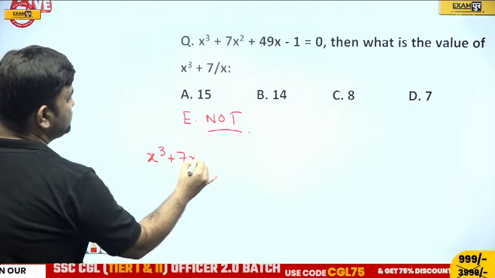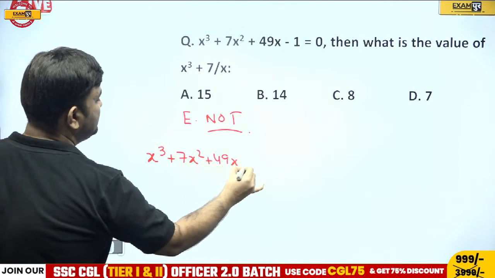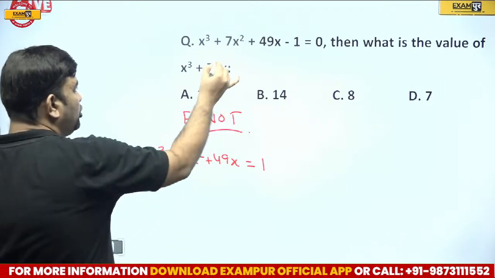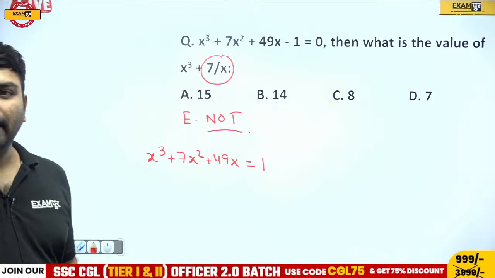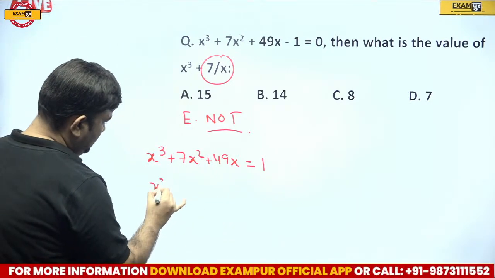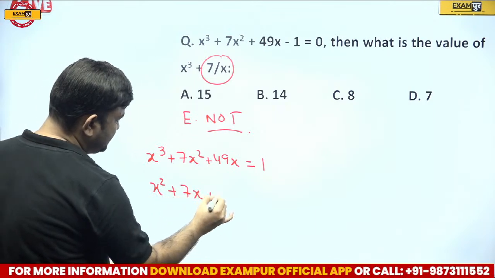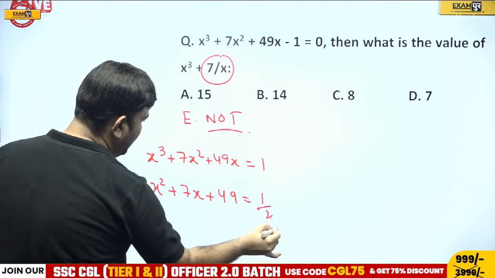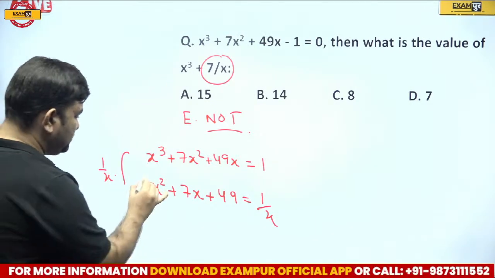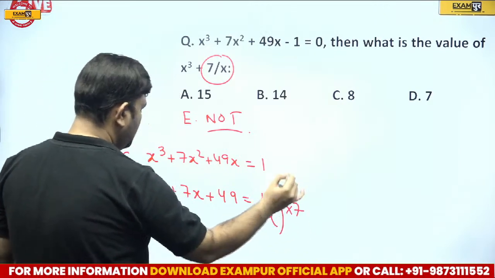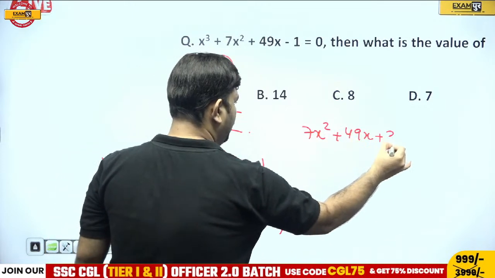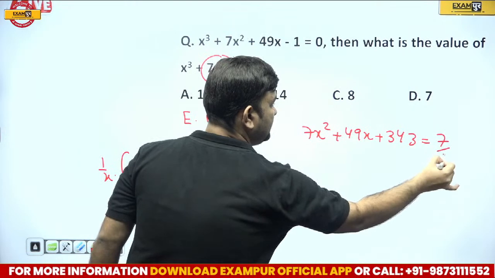x cube plus 7x square plus 49x is equal to 1. I want to make 7 by x. For that, 1 by x needs to be made first. Dividing by x throughout. I want to make 7x, so multiply by 7. So 7x square plus 49x plus 343 is equal to 7 by x.